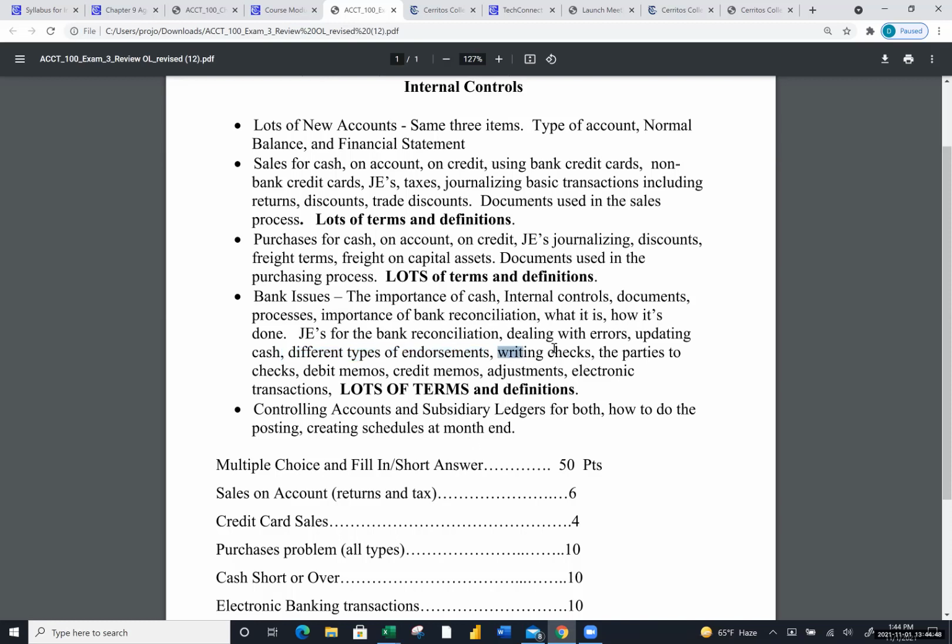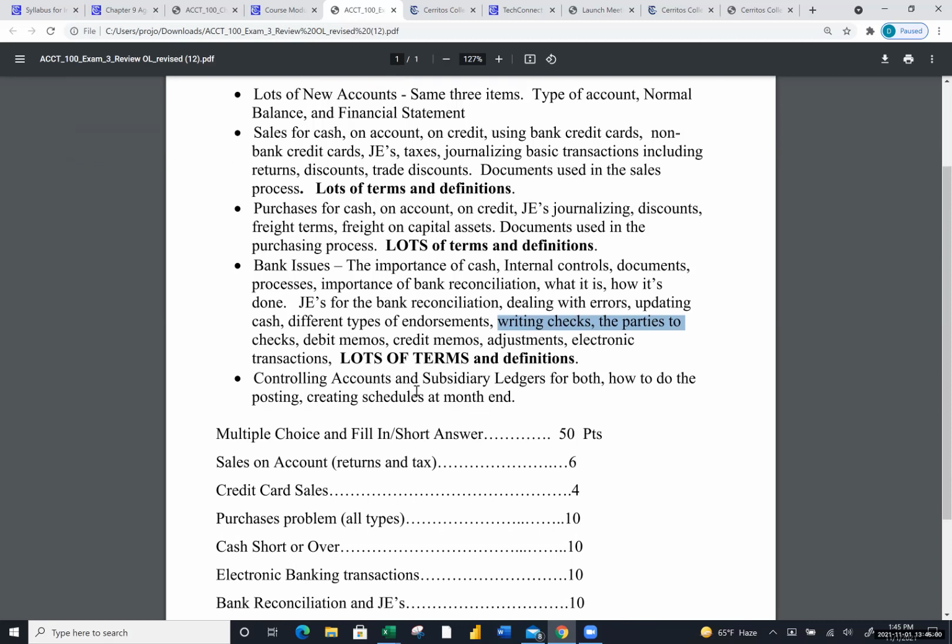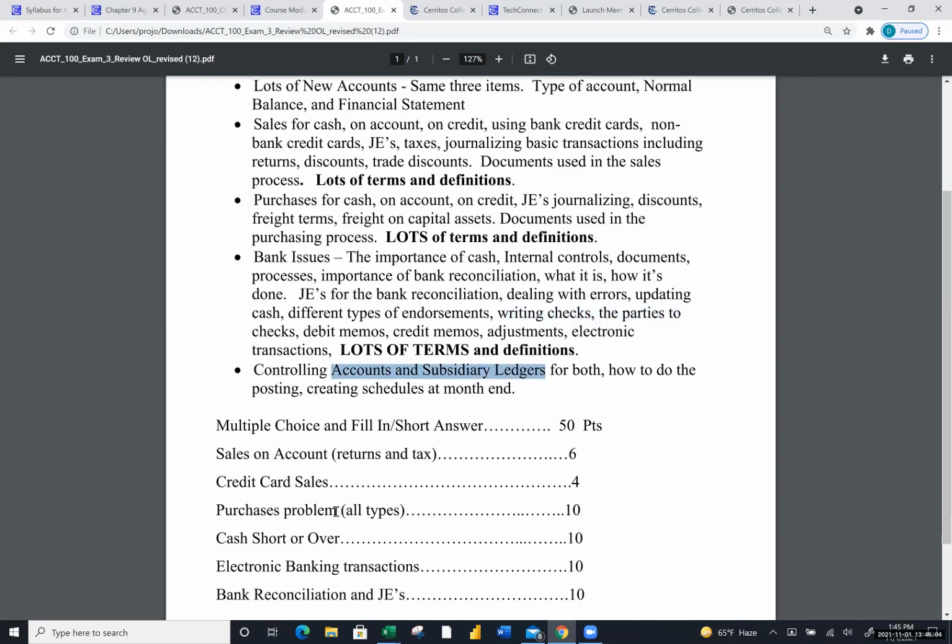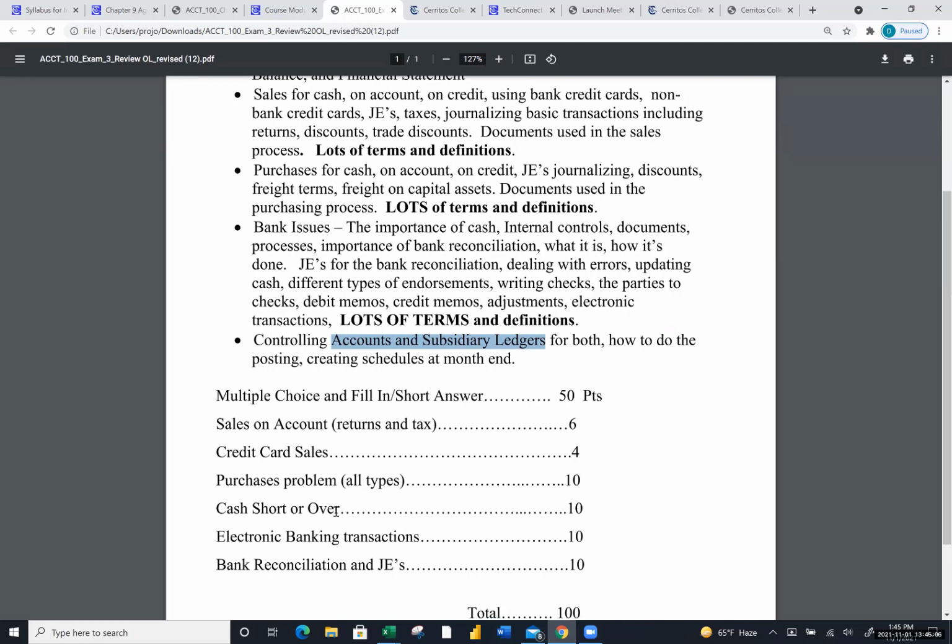Writing checks. Do you know the parties to a check? We didn't spend a lot of time talking about it. Our time was spent on the accounting. You guys have a lot of study to do as far as terms and definitions. And then, of course, both the sales and the buying side, we learned about the controlling account subsidiary relationship. I gave you guys lots of practice with extra spreadsheets on that.